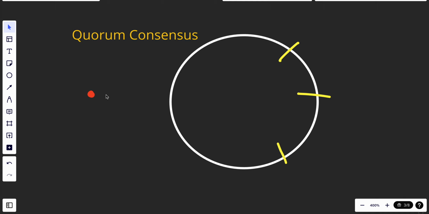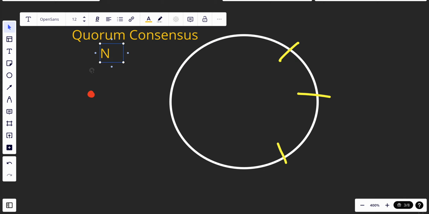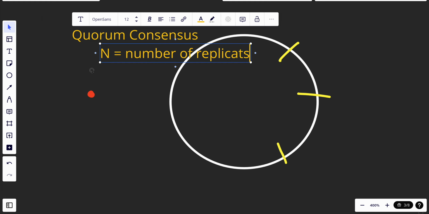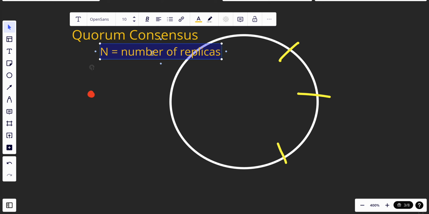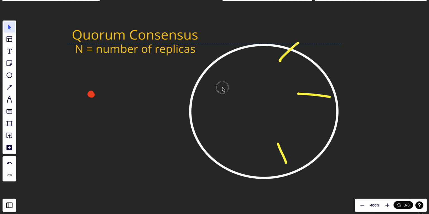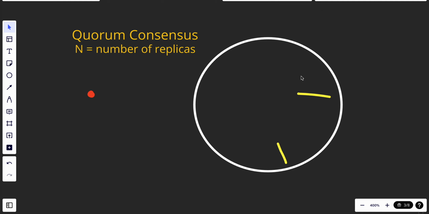So we should talk about three other things in the Quorum consensus. We have something called N, and N equals the number of replicas that we have. I will write number of replicas that we have, and I want this to be smaller. Let's delete these two things, and we have the other things.